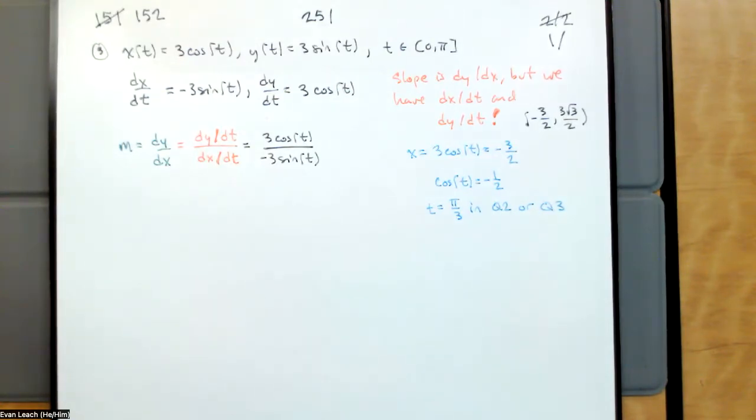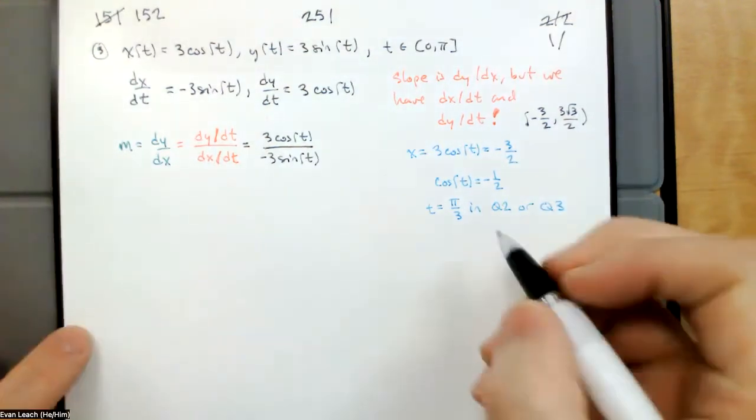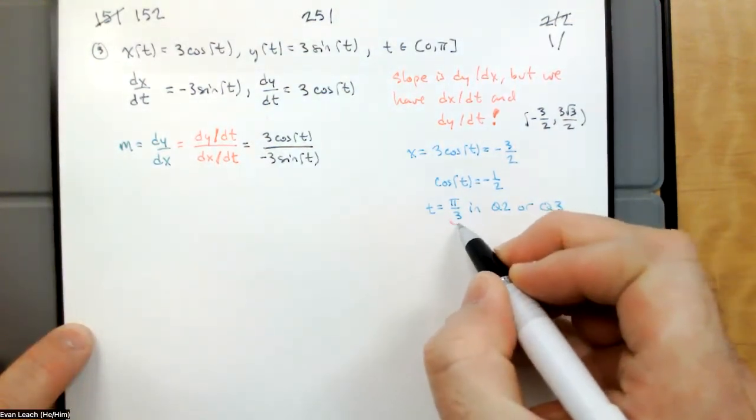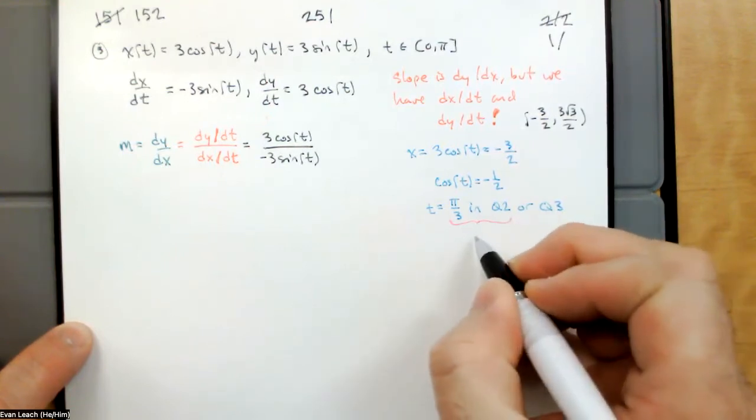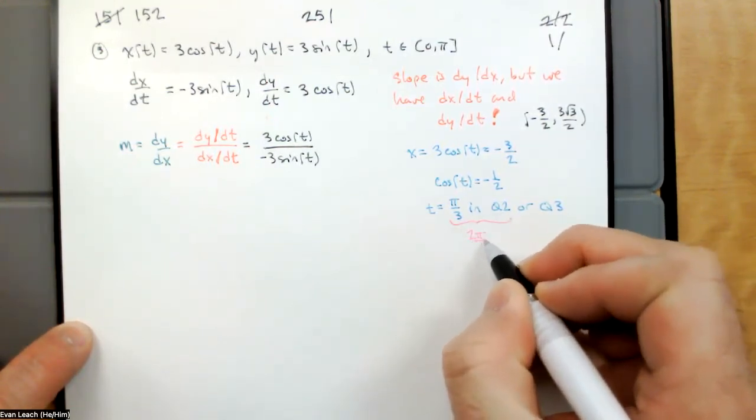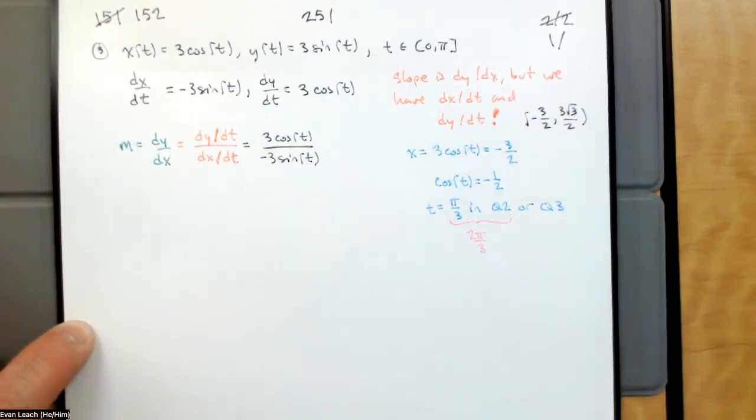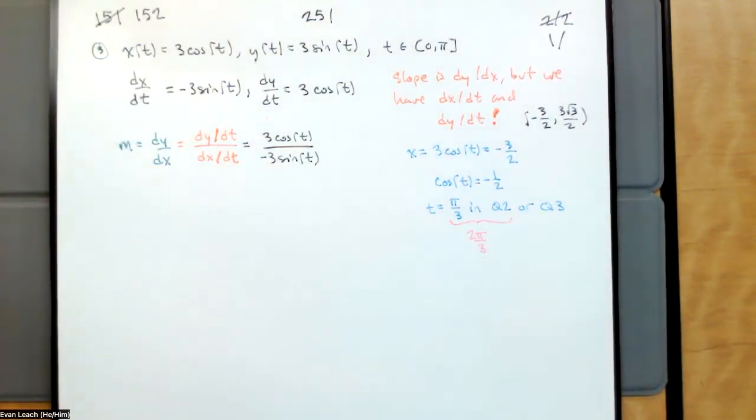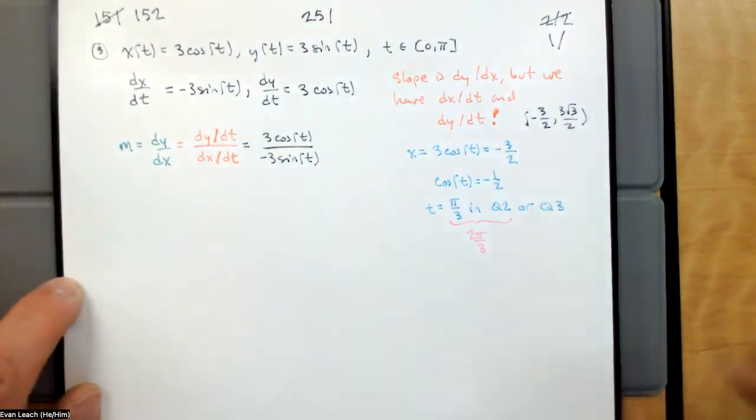Based on the location of the point, we can clearly see that we want this to be in quadrant 2. So we want pi over 3 in quadrant 2. And so this one is going to be pi over 3 in quadrant 2, which will be 2 pi over 3. We notice that because we know that we want quadrant 2 because that's where the point is. This point is in Q2.